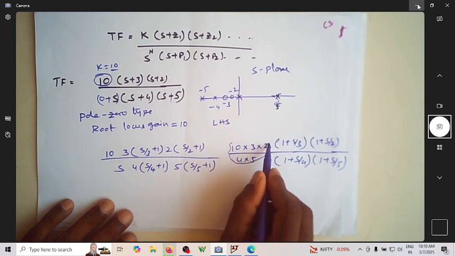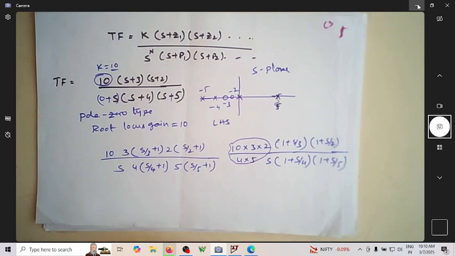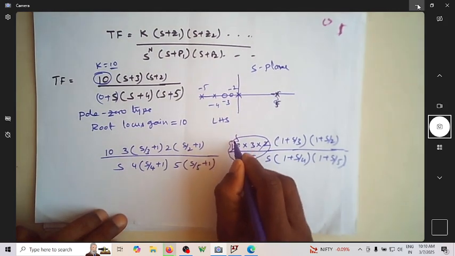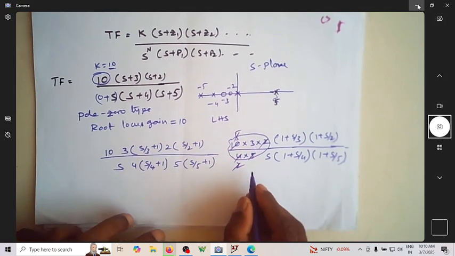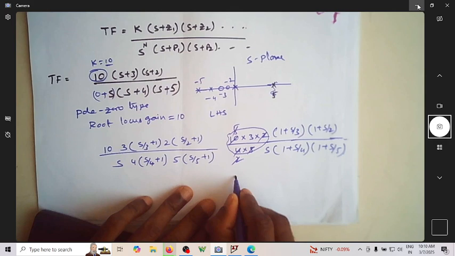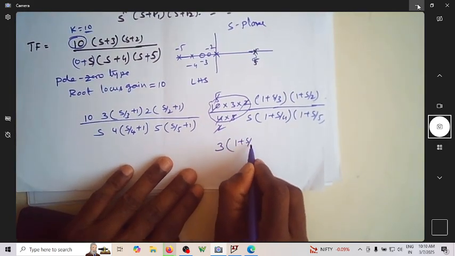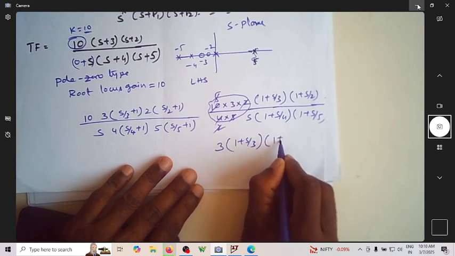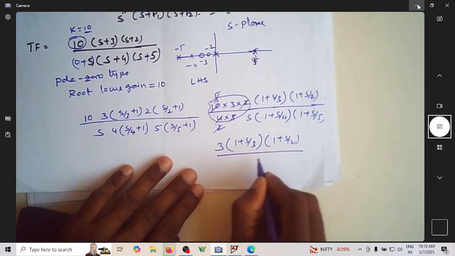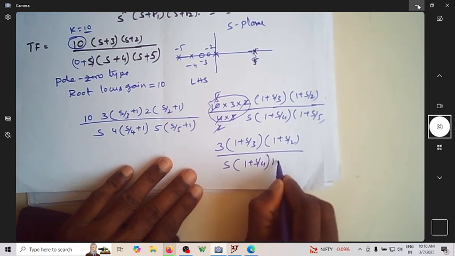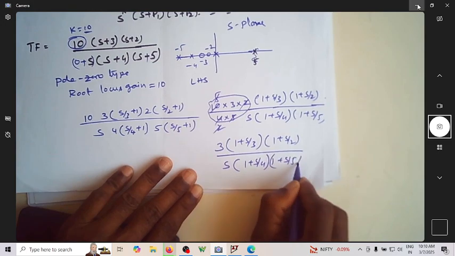This is a new value. So what is that value? This becomes 2, this is 5, this 5 and 5 will go off, you'll end now with 3. It is now 3 into 1 plus s by 3, 1 plus s by 2 divided by s into 1 plus s by 4, 1 plus s by 5.